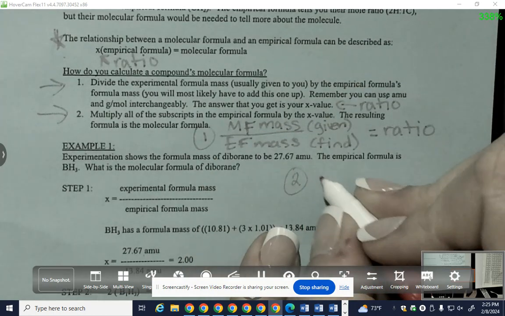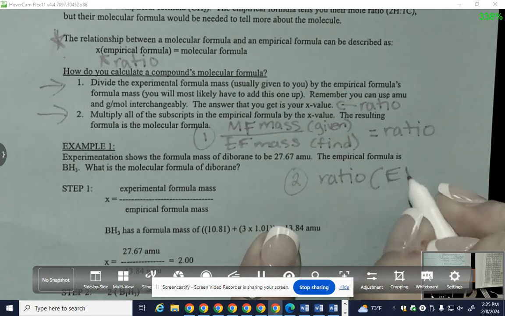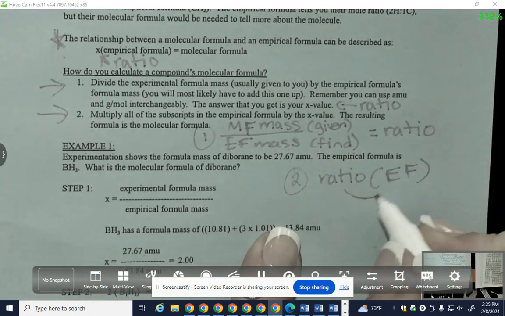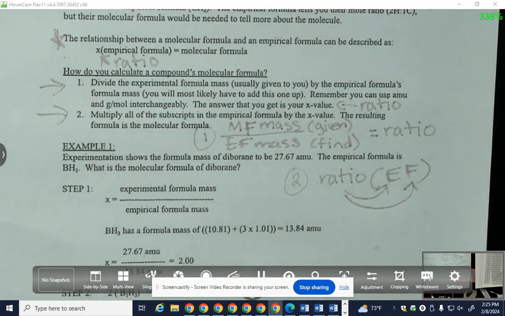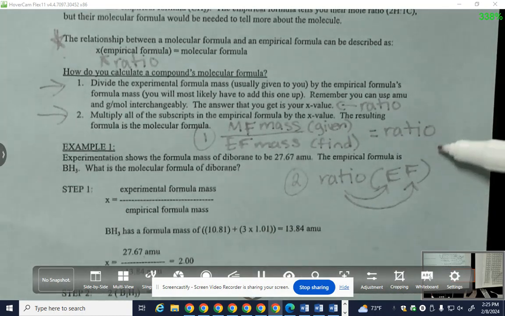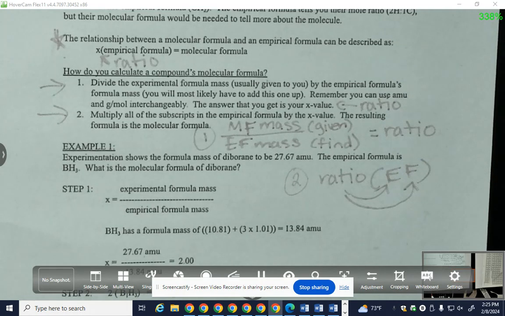Step 2 is you're going to take your ratio and multiply it by everything in your empirical formula for their subscripts. What that means is that this is going to be a whole number. If you get a decimal, then something is wrong, either the number that was given to you or what you're finding for your empirical formula mass. You have to end with some sort of whole number ratio.